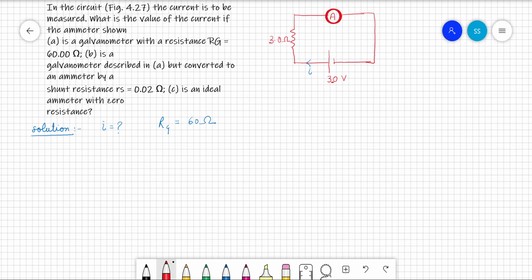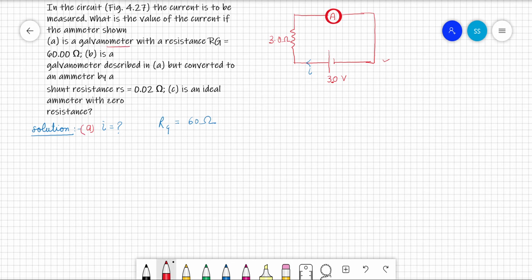So class, let's discuss the example from NCERT, which states that in the circuit the current is to be measured. What is the value of the current if the ammeter is shown here in this figure? This is your figure 4.27. I have drawn the same figure from the NCERT, and we'll be talking about the first part here.